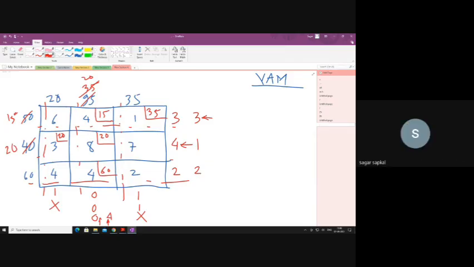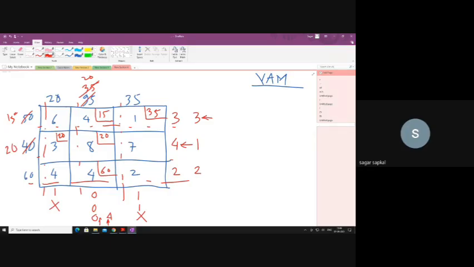Then choose the maximum penalty value, row or column, and make the maximum possible allocation to the least cost cell. So in the first iteration, 4 is the maximum penalty. So we have chosen the second row, and in that 3 is the least cost cell. And how much maximum possible allocation is there? 20. So we have made it.